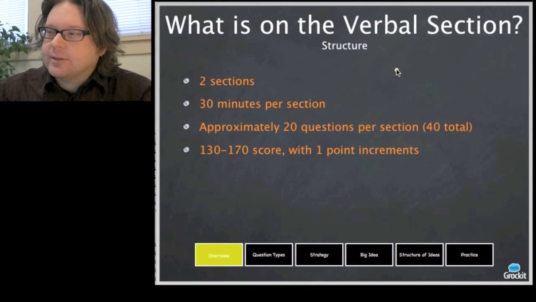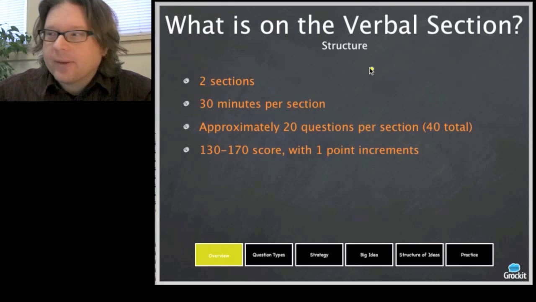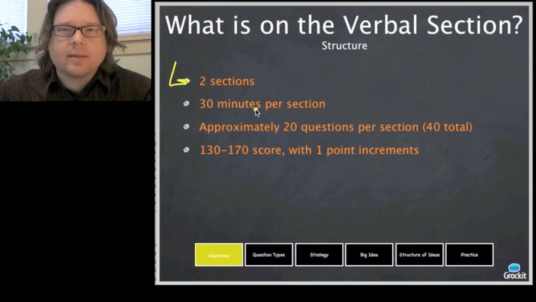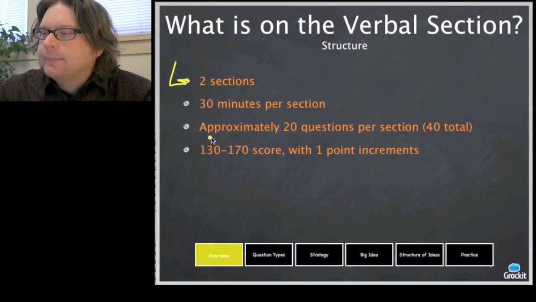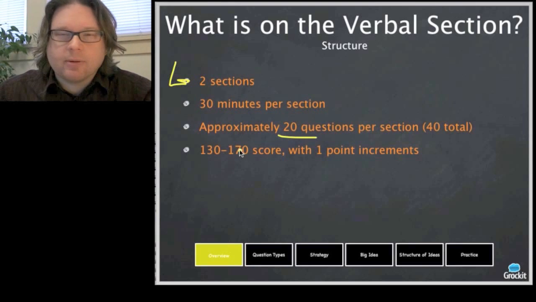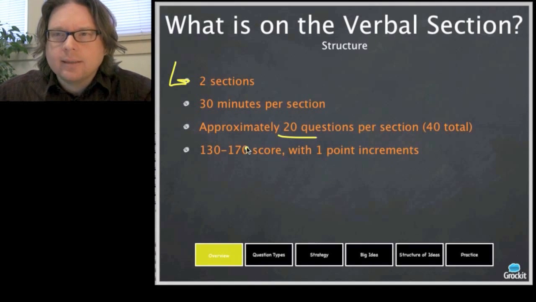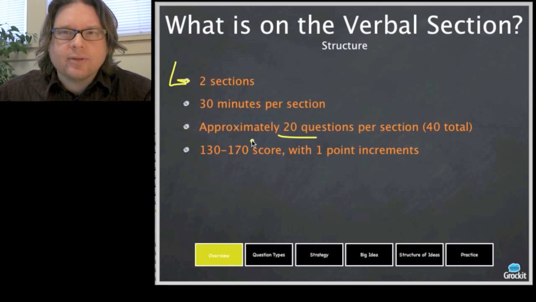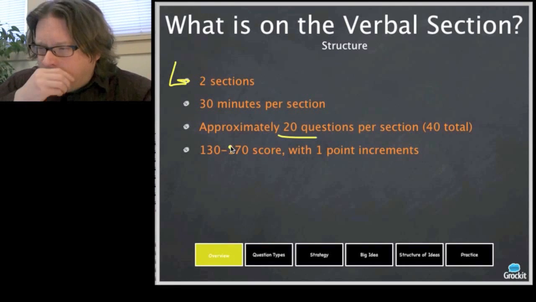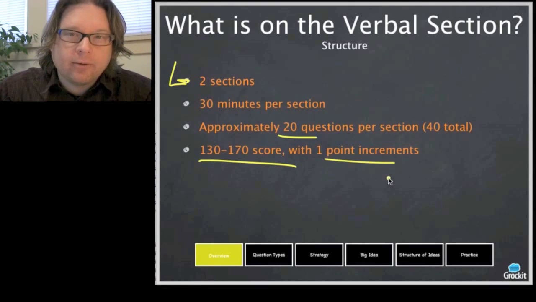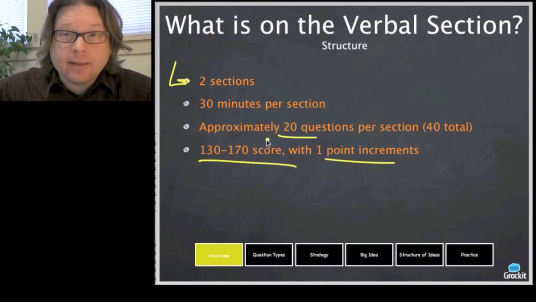So what is on the verbal section, you may ask? Well, I'll tell you. The structure is 2 sections, and it's half an hour per section. So in terms of endurance, though it's not terribly long, it is, however, 20 questions per section, which, when you take into account the time that it's going to take you to read the things, could make it feel a little bit tight, time-wise. So there is incentive to master these question types and learn to move quickly and efficiently through them. Your score will be from 130 to 170 in 1-point increments, and that's all there is to it.